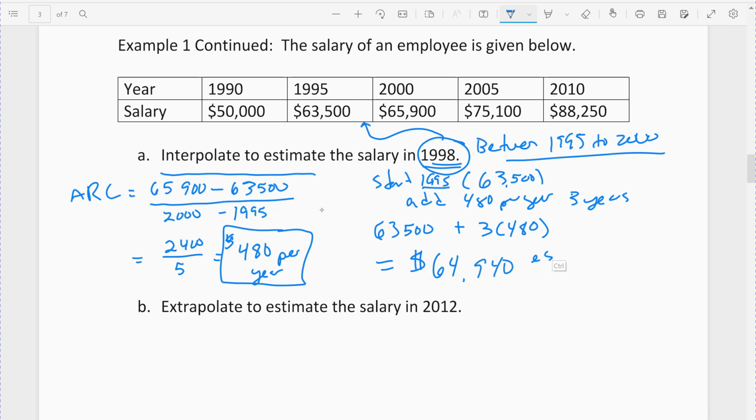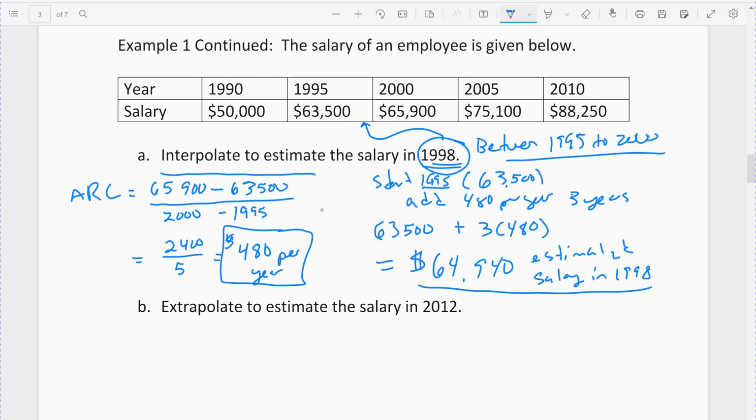$64,940 would be the estimated salary in 1998. And again, 1998 is what we're estimating. And it kind of makes number sense, too. You should always check to make sure your answer makes sense, right?